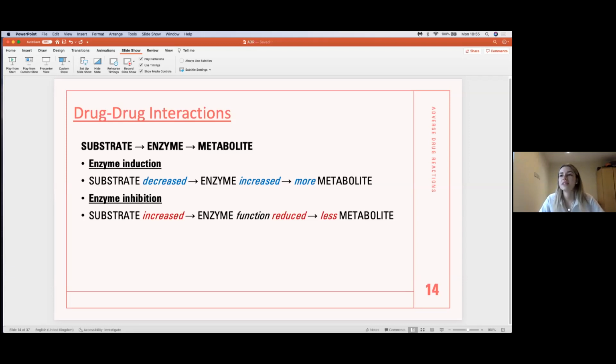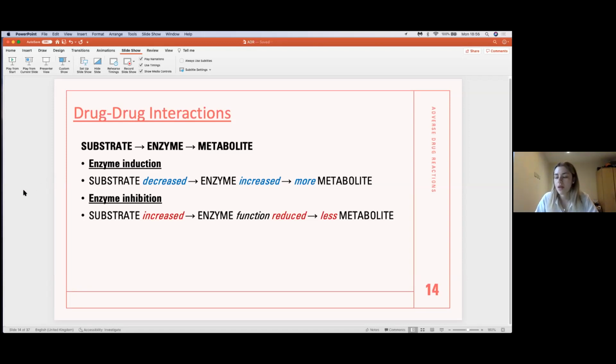So in enzyme induction, if an enzyme is increased, so you have more enzyme, this will mean the substrate will be decreased, and there will therefore be more metabolites. If the enzymes are inhibited, so if these CYP450 enzymes aren't able to work, there'll be more substrate, the enzyme function will be reduced, and there'll then be less metabolite.